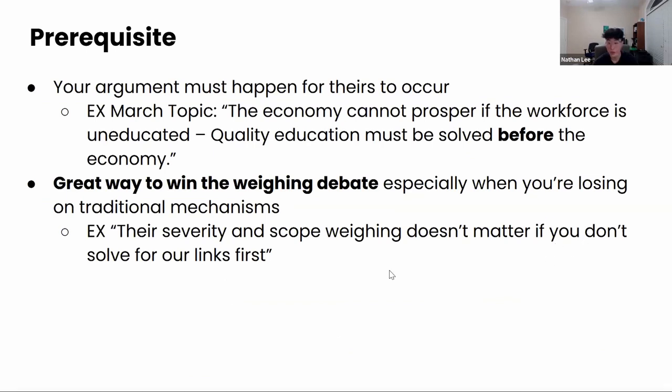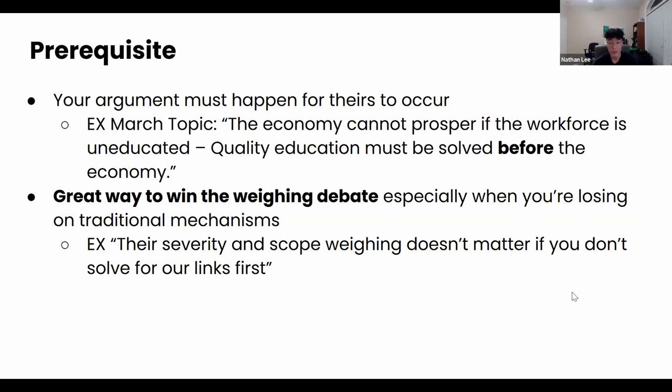So for example, on the March topic, if you're debating right now, an argument is that the economy can't prosper if the workforce is uneducated. That's a common neg argument, right? So quality education must be solved before the economy, which means that your argument is a fundamental prerequisite.